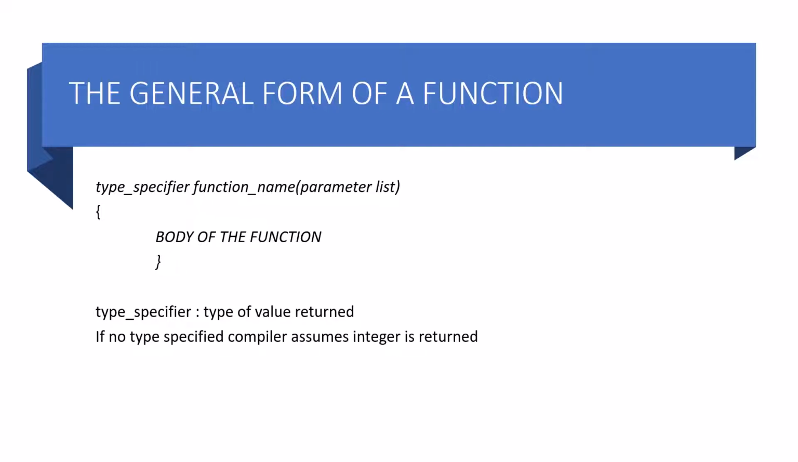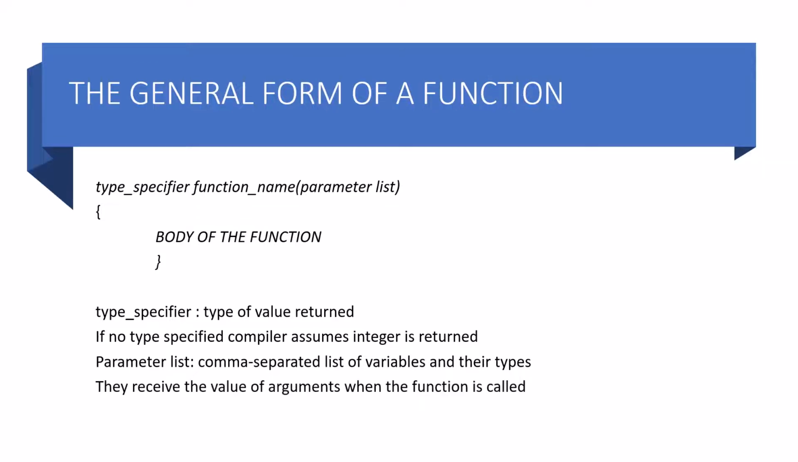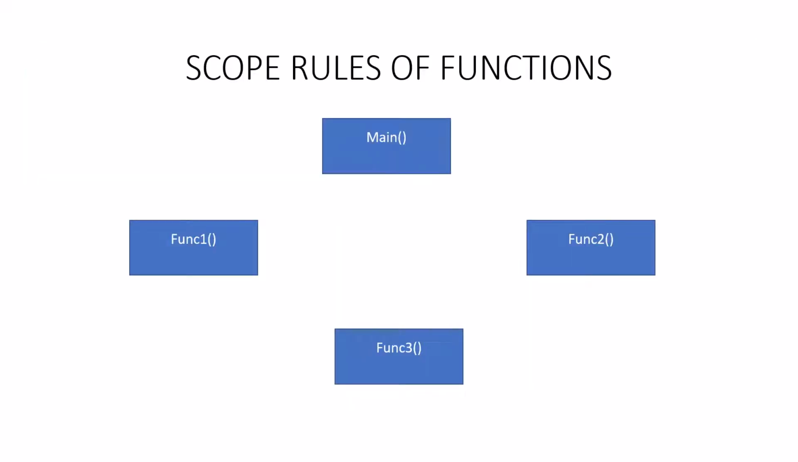returned by the function. Coming to the parameter list, this would be a comma-separated list of variables along with their data types. These parameters would get their values through the values of arguments in the calling function. Now, a little more about parameters and arguments later. We need to talk about scope rules first.